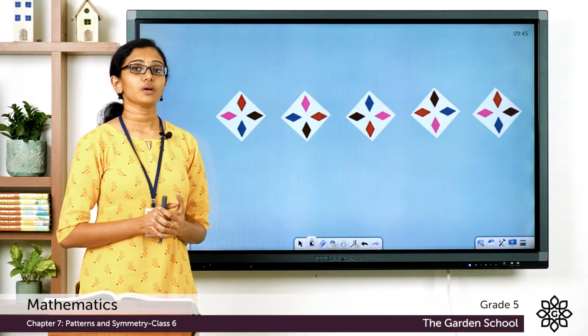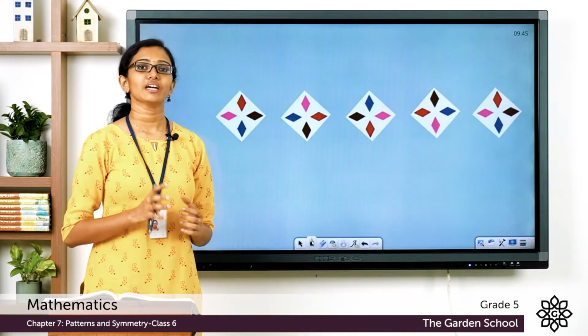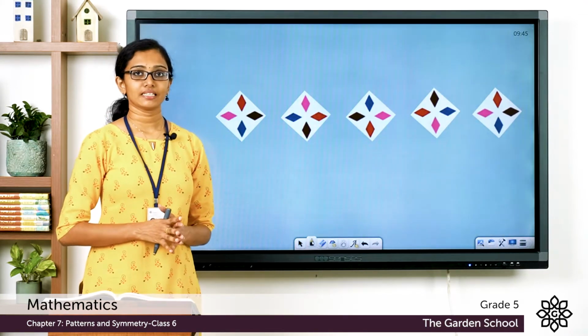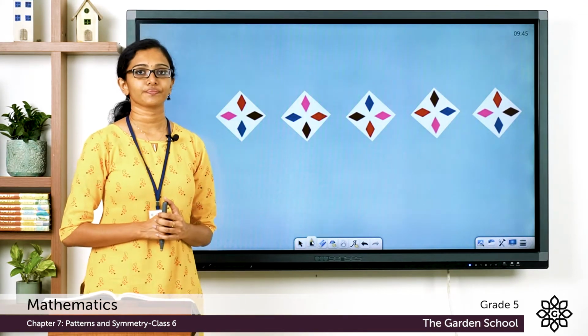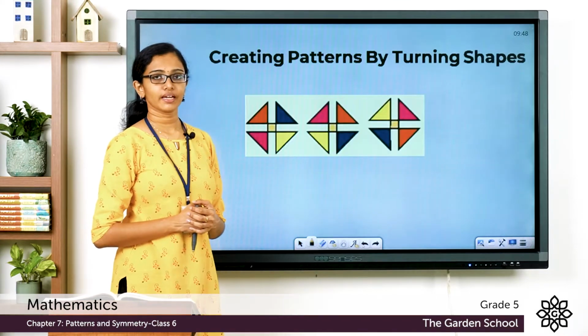Now, what if we turn shapes to create some patterns? It will be more beautiful. So today, let's talk about creating patterns by turning shapes. Look at this example picture given here. Look at the first image.